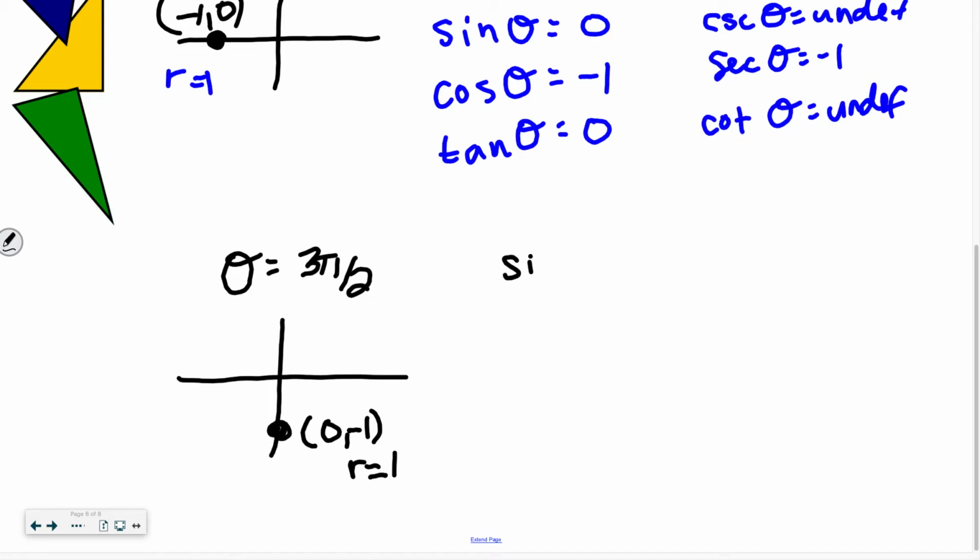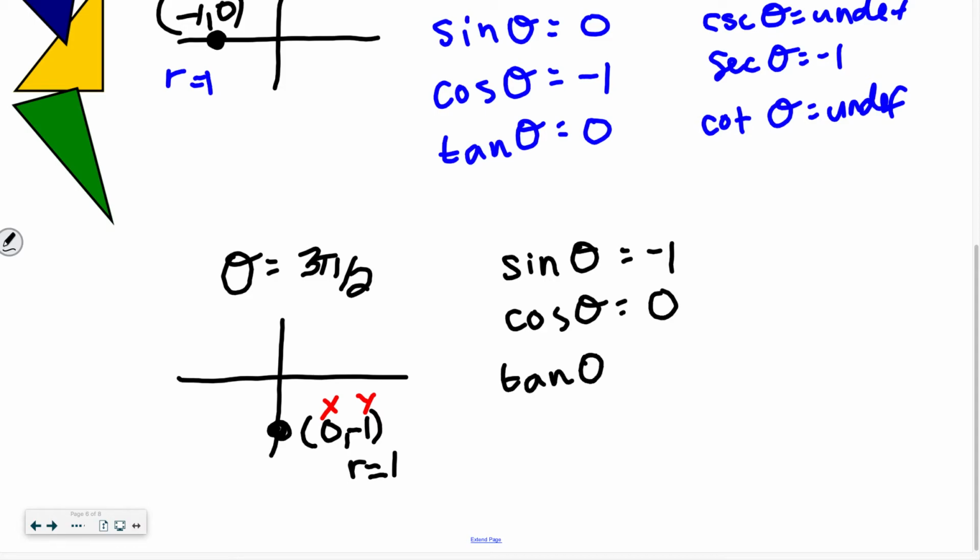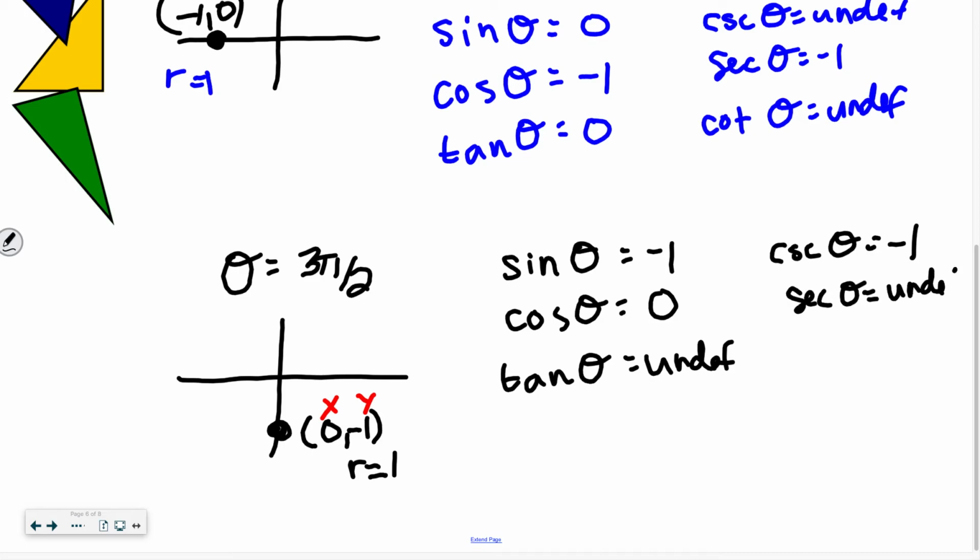Okay, so then if I did the sine, x, y, r, that would be y, negative 1 over 1. So that would be negative 1. So it's like the cosine of the previous one is now my sine. For the cosine of theta, that would be x over r. 0 over 1 is 0. For the tangent, I would do y over x. Well, I can't divide by 0, so it'll be undefined. Cosecant theta is negative 1. Secant theta is undefined. And cotangent theta is 0.